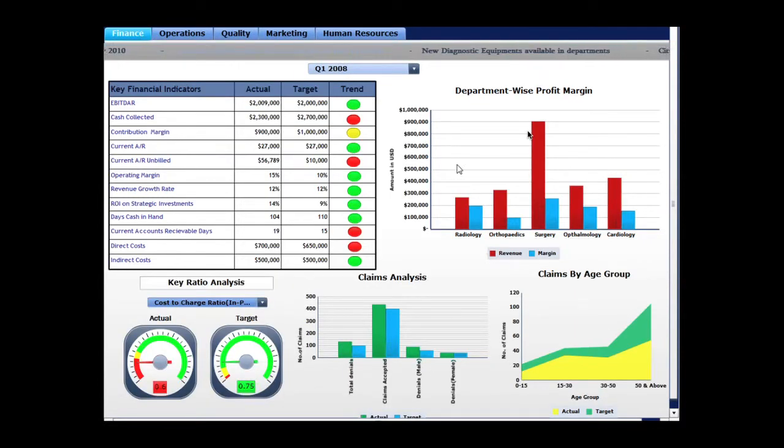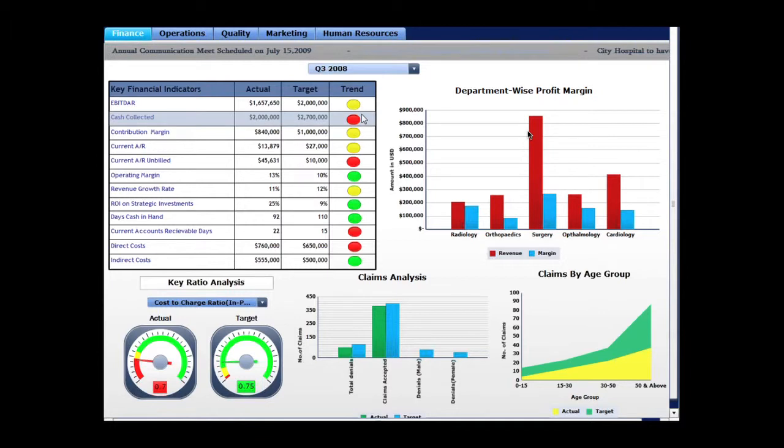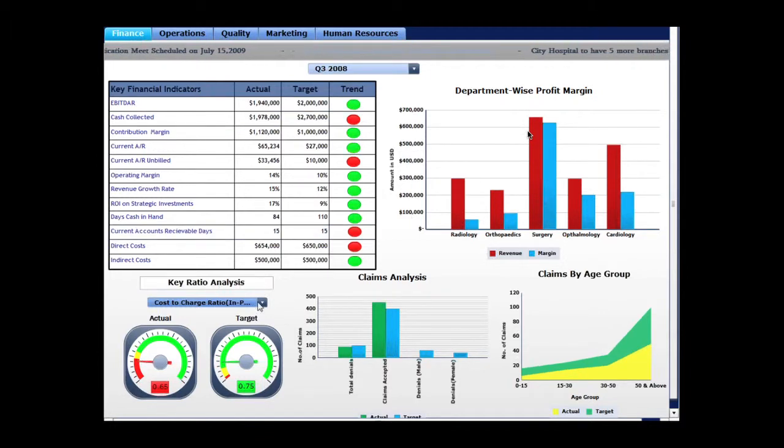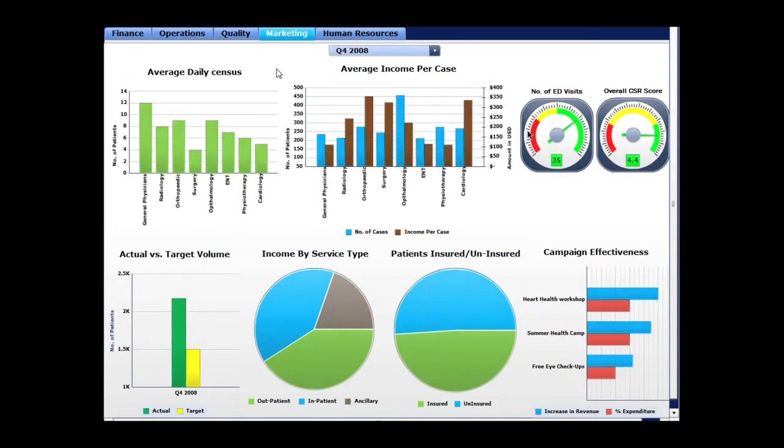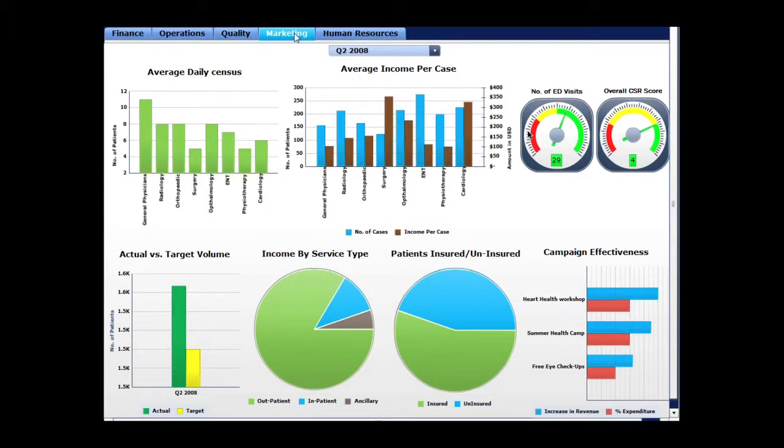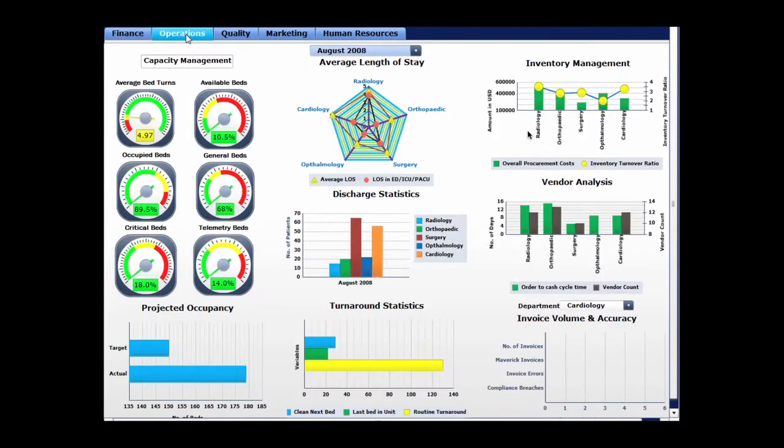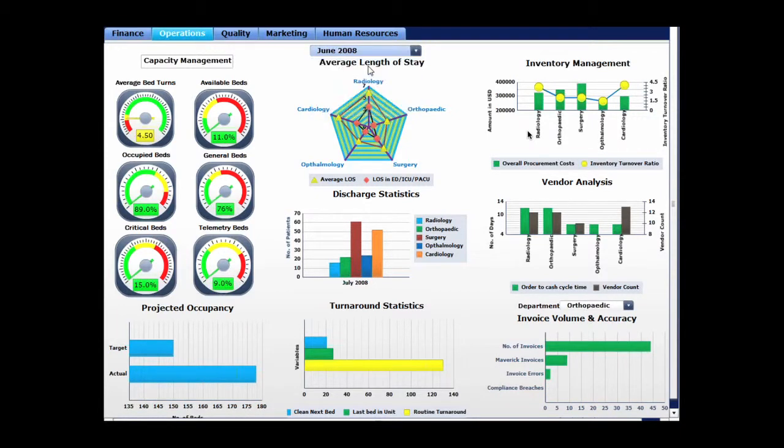In this case, you have claims analysis, and you can look at what the changes are over a period of time by departments. You can look at the key ratios, quick ratio, and see how they change over a period of time. Same thing for marketing. A nice slice of how the marketing is working, how the campaign is being effective. The same way with operations, you can look at capacity management by various departments, and you can also see the average length of stay, the patients, and how that's progressing or regressing over a period of time.